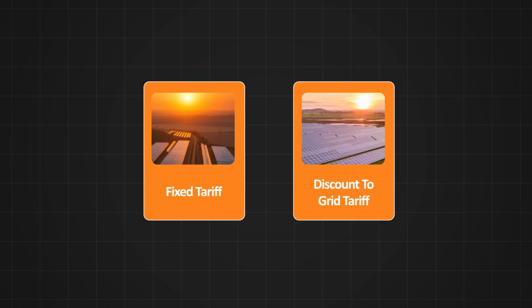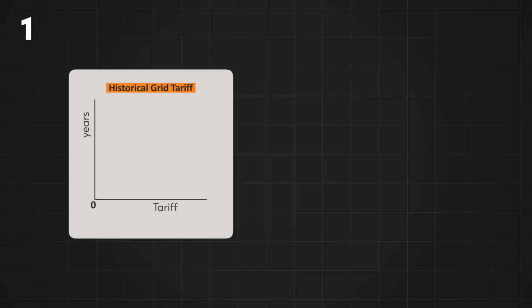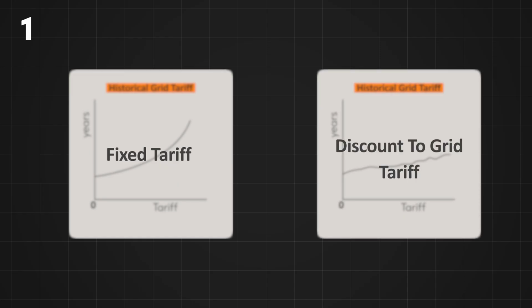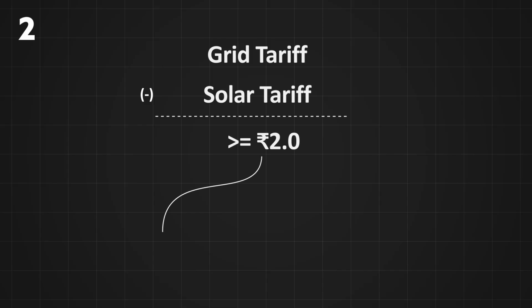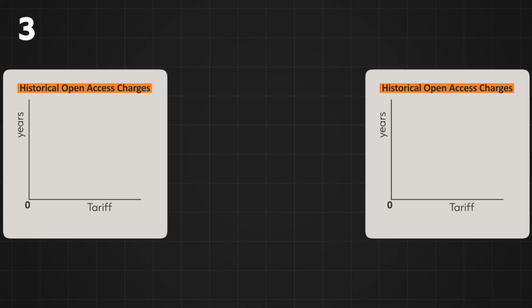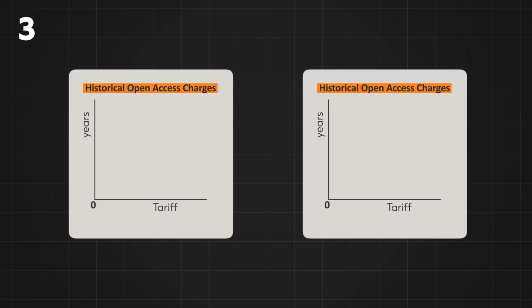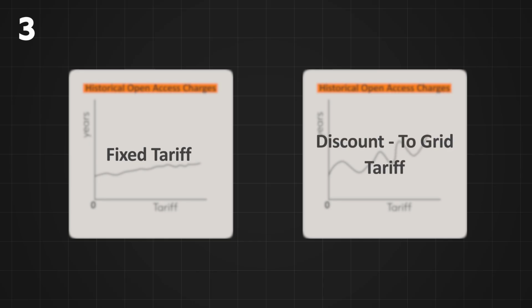Now, since you have understood the difference between fixed tariff and discount to grid, there are three key important parameters that you need to consider while deciding which one to choose. If in your state, the historical grid tariff is consistently increasing, go for fixed tariff, otherwise discount to grid tariff. If the savings delta between a grid tariff and the solar or a renewable energy solution's landed tariff is equal to or greater than 2 rupees, go for fixed tariff, otherwise blindly go for discount to grid tariff. And third, the most important thing, if the open access charges historically are not varying so much, then go for a fixed tariff, and if it is varying so much, then go for discount to grid tariff.